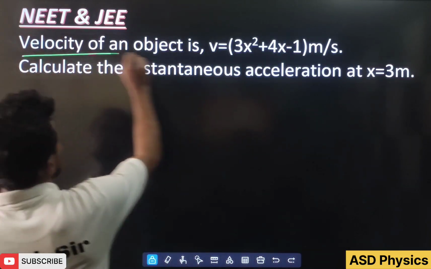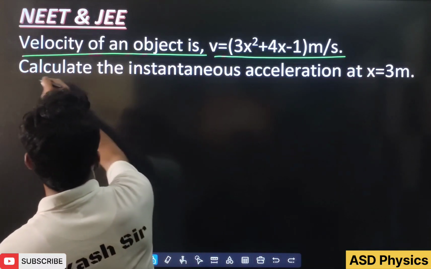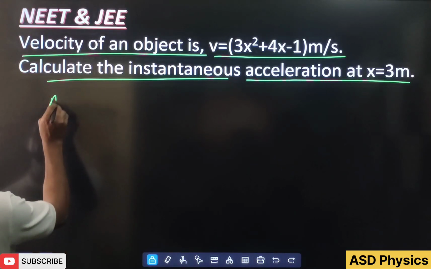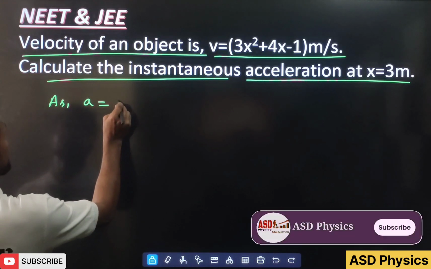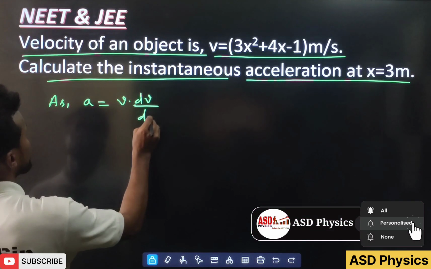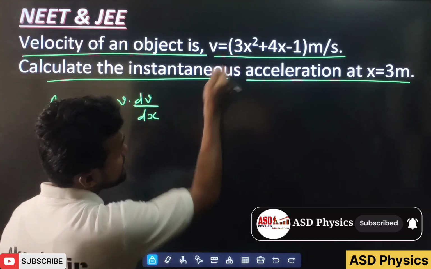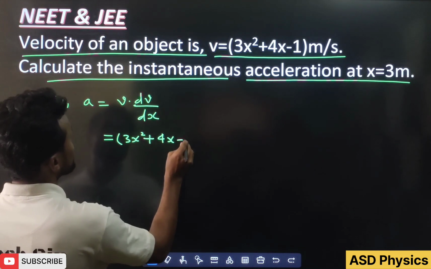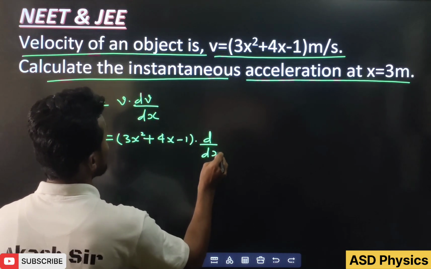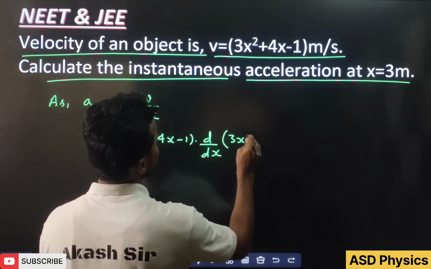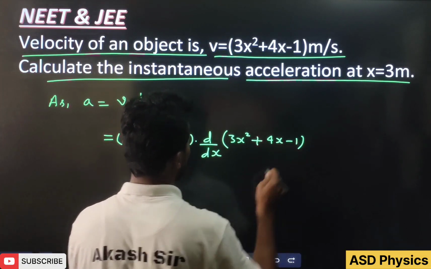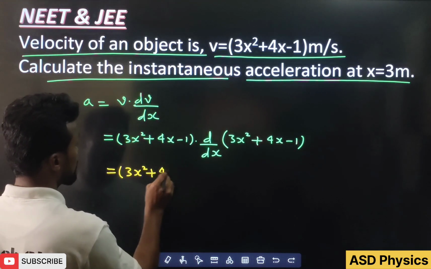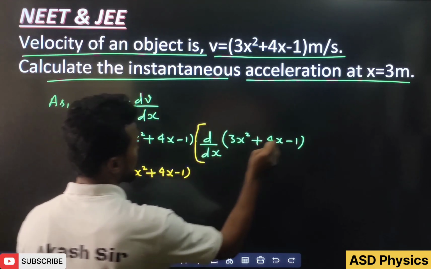So see, last question. Velocity of an object is given by 3x² + 4x − 1. Calculate the instantaneous acceleration at x equal to 3 meter. Here we have to use a equal to v into dv by dx, because here velocity is given as a function of position. So put the value of v: (3x² + 4x − 1) into d by dx of (3x² + 4x − 1). The first factor is as it is, no changes.